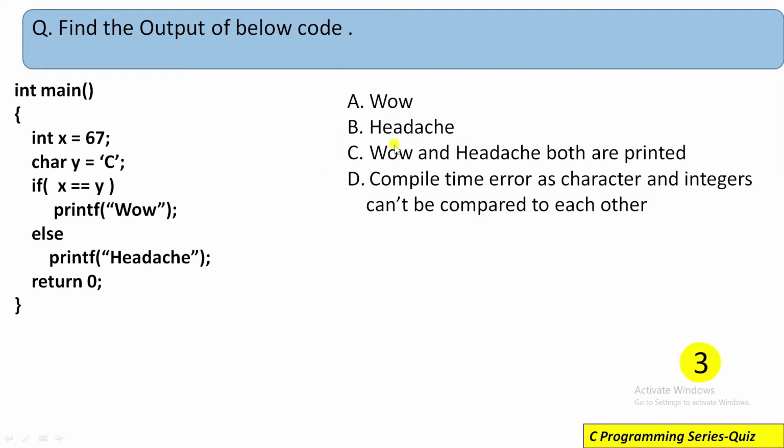So wow, headache, or wow and headache both will be printed, or there is a compile time error due to the comparison between the character and integers. So we have to find the correct output. I will run the timer and you can think of the answer.